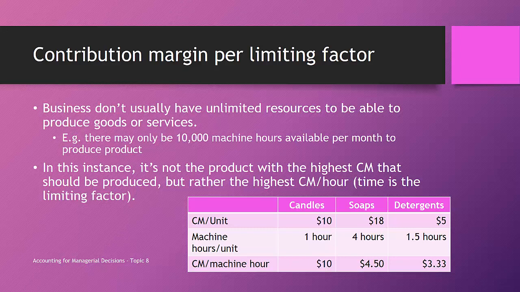Machine hours though: it takes soaps 4 hours to produce. These must be incredibly fancy soaps, but it takes them 4 hours to produce, whereas candles only take 1. Detergents take 1.5. You divide the contribution margin per unit by the number of hours to get the contribution margin per machine hour. In this case, it's candles at $10, soap at $4.50, and detergents at $3.33. So if that's the case, you should just focus purely on candles.